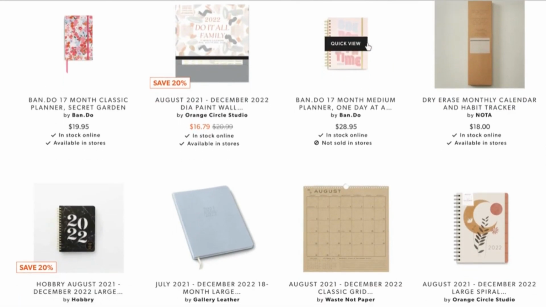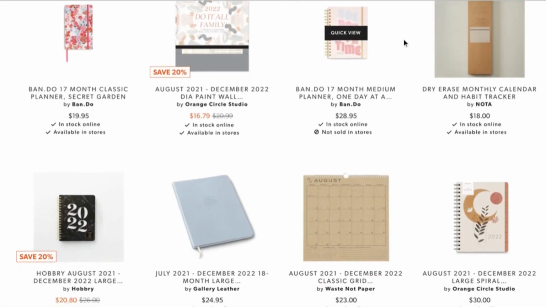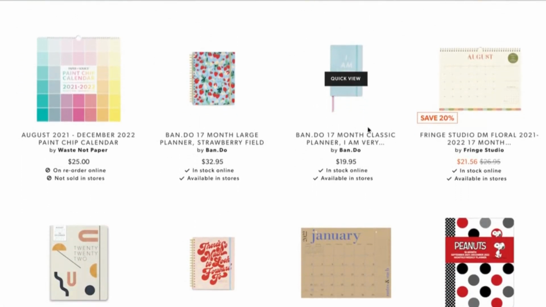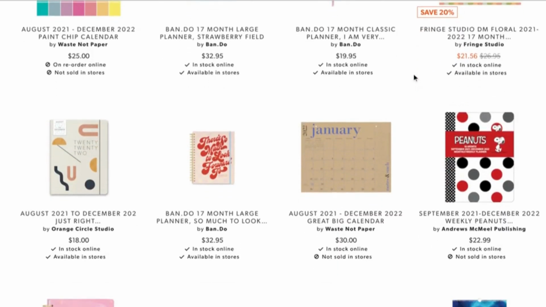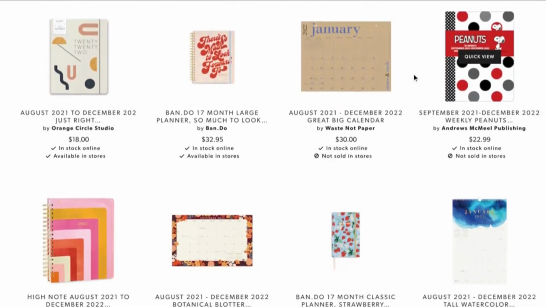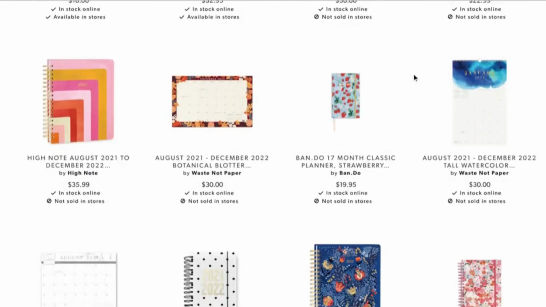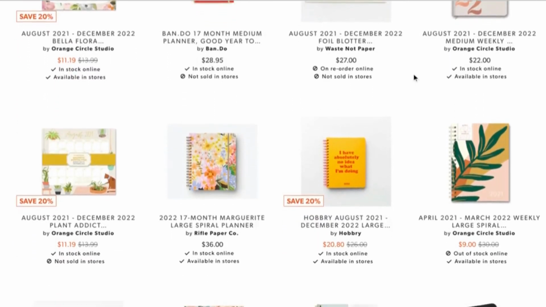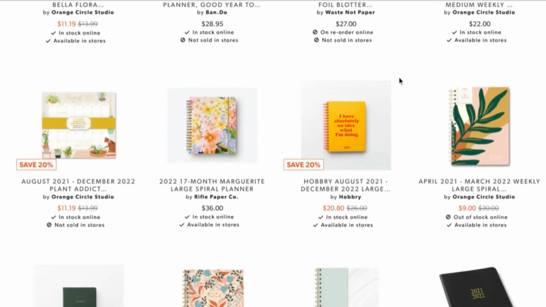Here's a one day at a time, perhaps that's a daily planner. And then planners with funny little sayings on them. This one says, I am very busy. Lots and lots of ideas. I have absolutely no idea what I'm doing.